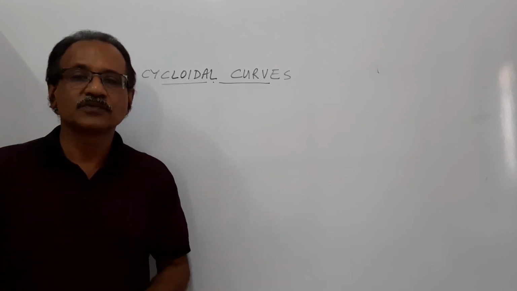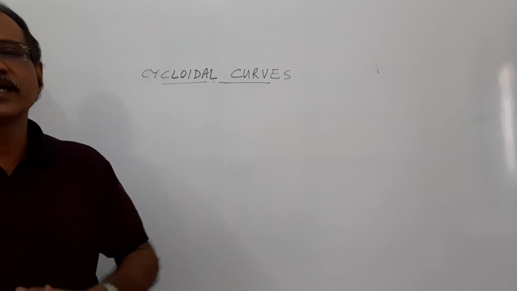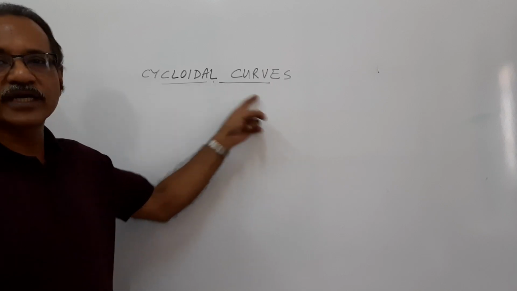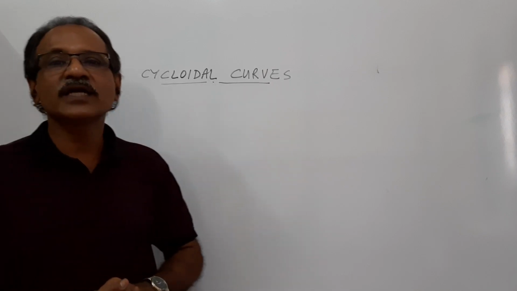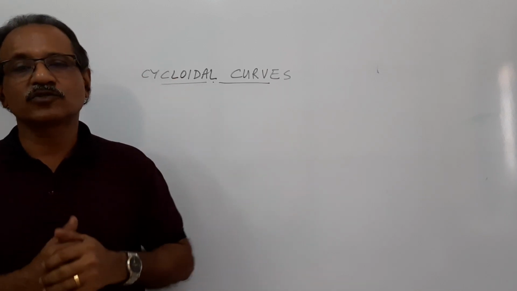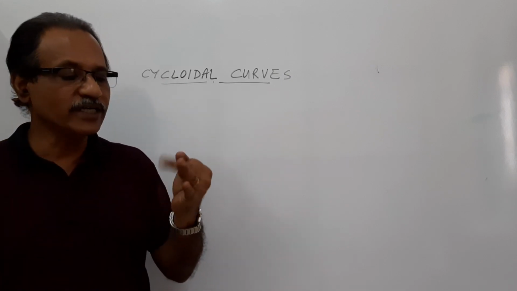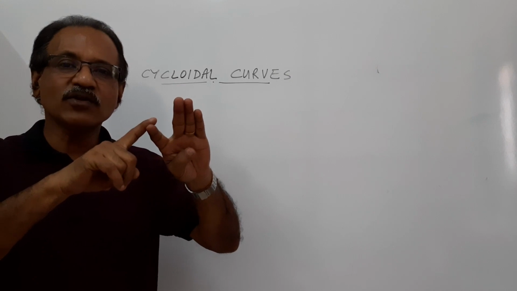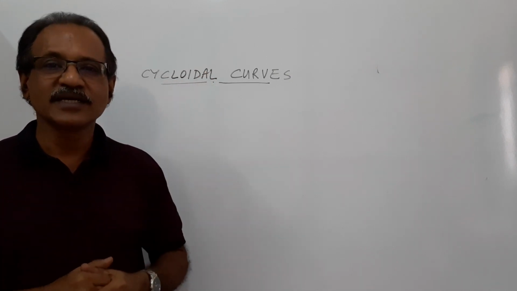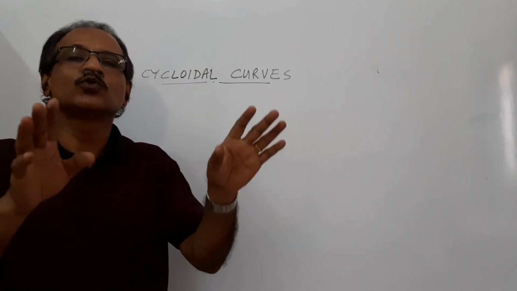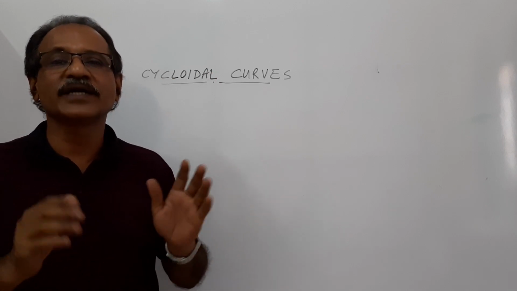Hi students, we are going to see cycloidal curves. Cycloidal curves are 9 curves. One is a cycloid, it's 2 trochoids. Epicycloid, it's 2 trochoids. Hypocycloid, and it's 2 trochoids. Altogether we have got 9 curves.